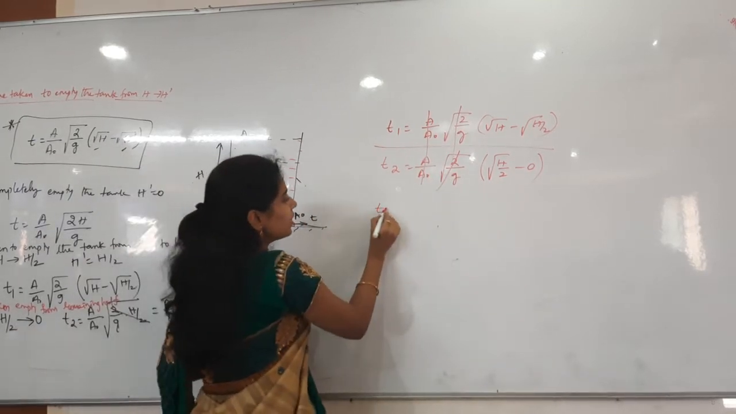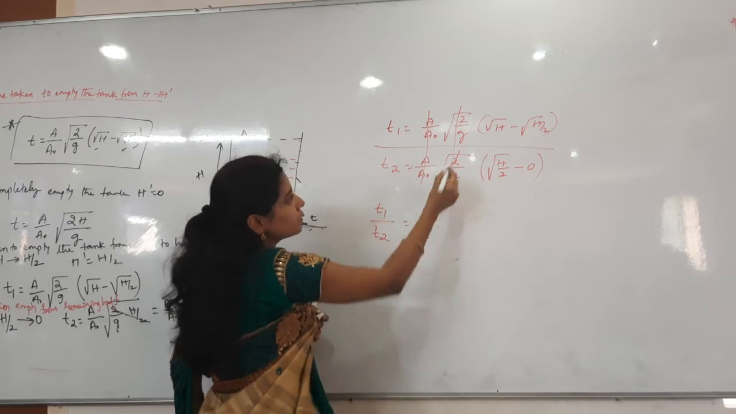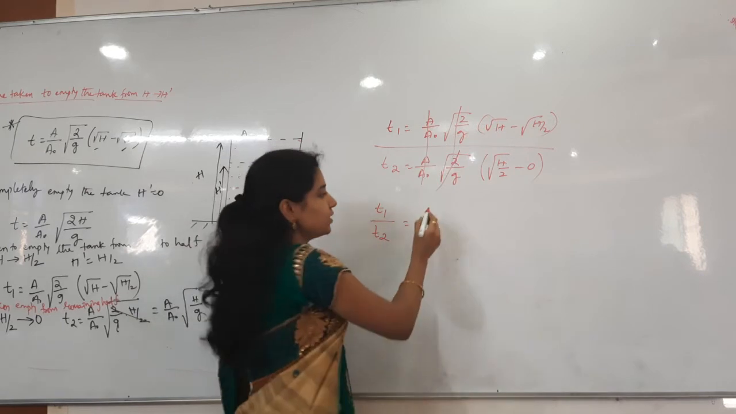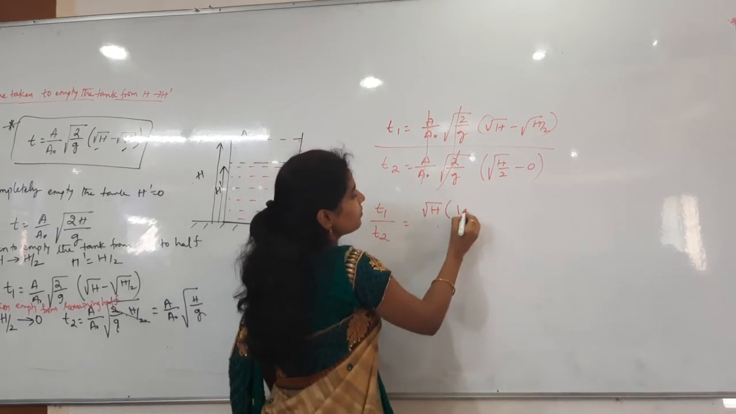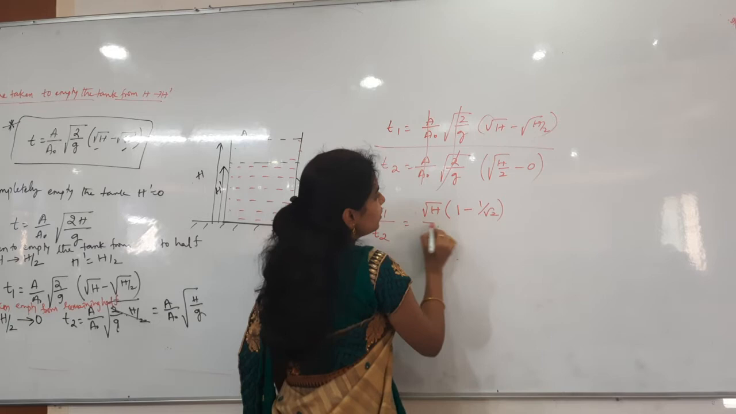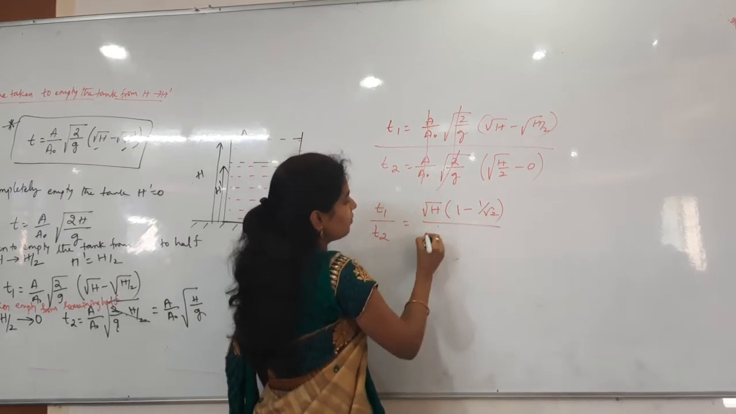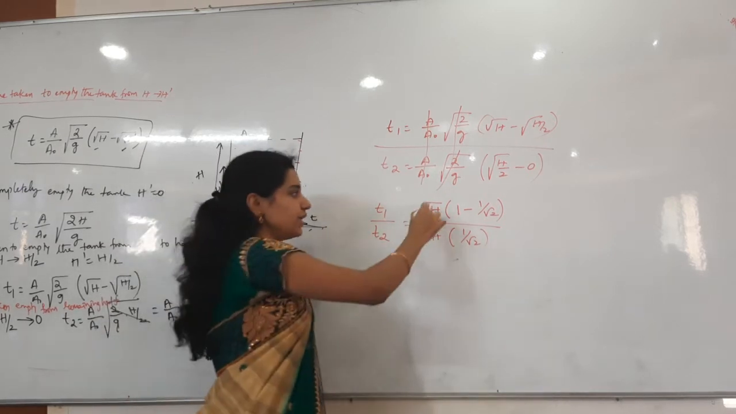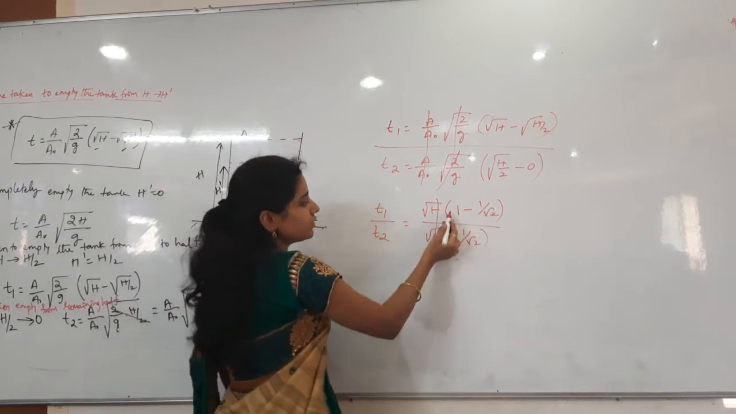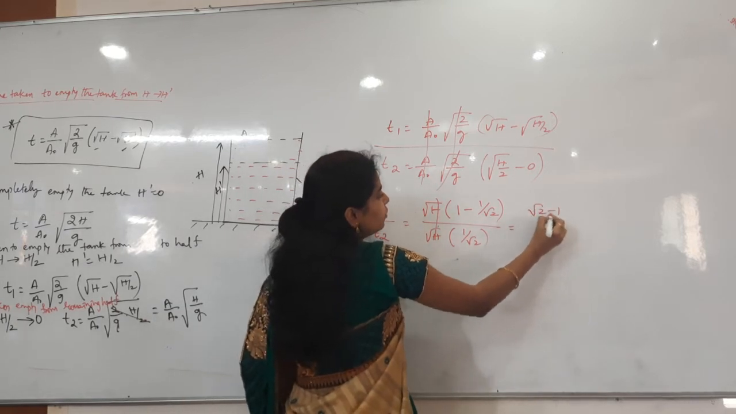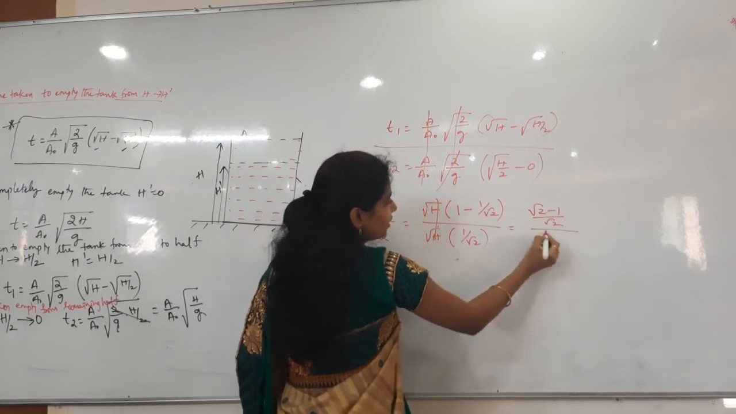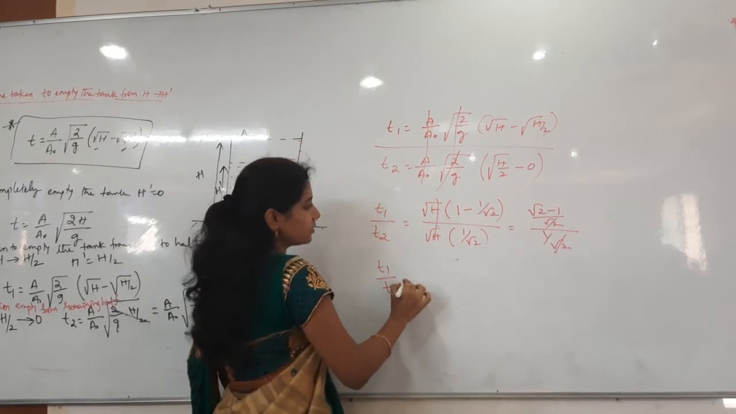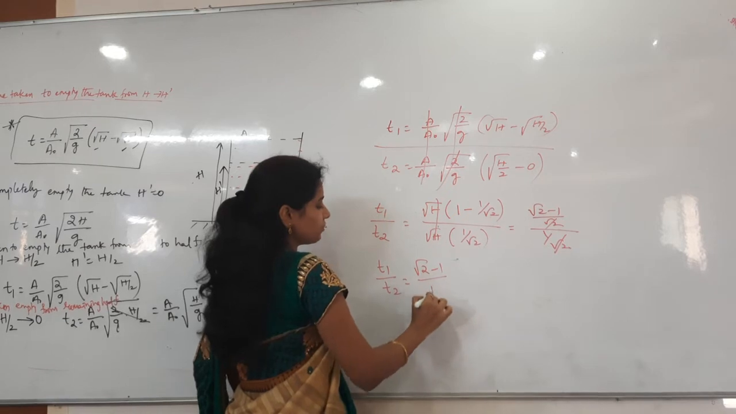Then the remaining values: T1 by T2 is equal to, here root h I can take common. Then what is remaining? 1 minus 1 by root 2, divided by, here root h common, and what is remaining? 1 by root 2. Clear? Then root h gets cancelled. Taking the LCM, this is root 2 minus 1 divided by root 2, divided by 1 by root 2. Root 2 gets cancelled. Then T1 by T2 is equal to root 2 minus 1 by 1.